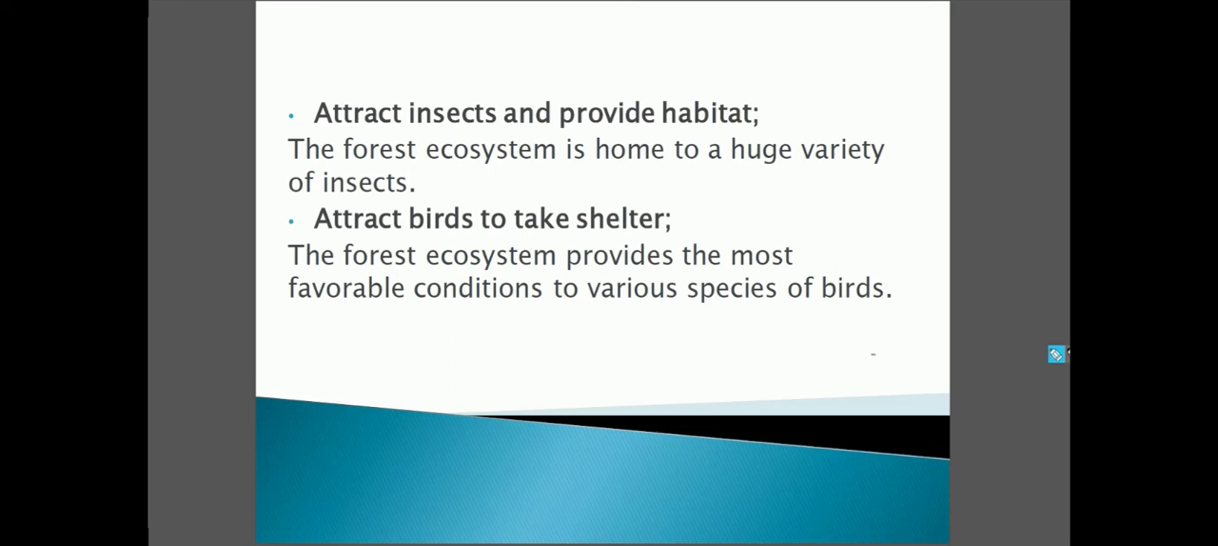Among the characteristics of the forest ecosystem, attraction of insects is very important. The forest ecosystem is a huge habitat for various kinds of insects and other organisms. Forests also attract birds for their living purpose. The forest ecosystem provides the most favorable conditions for various species of birds.